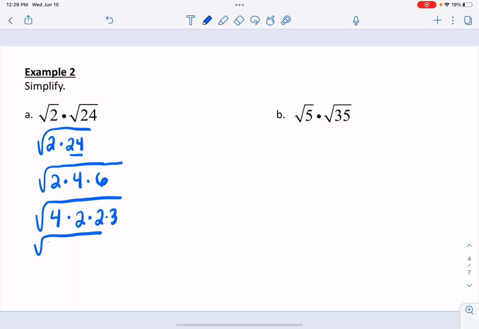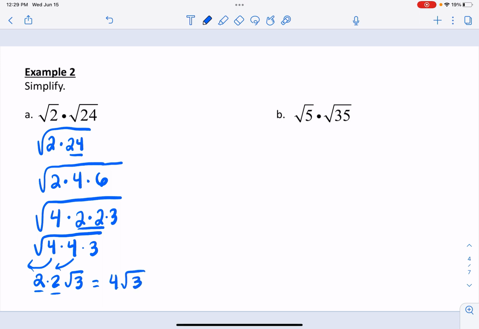So what do I really have here? I have 4. 2 times 2. Well, that's 4 times a 3. So one of these 4s breaks out and becomes a 2. The other one breaks out, becomes a 2, and then we have root 3. Now multiply the numbers outside together to get 4 root 3.